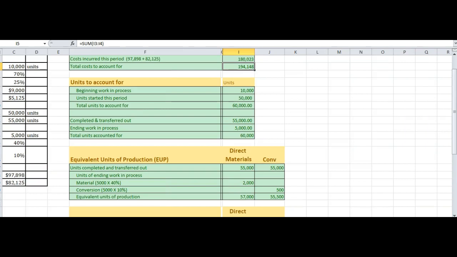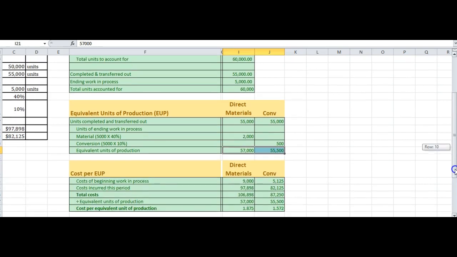First of all, we have to figure out the equivalent units. Now we had direct materials. Remember, we split out direct materials and conversion. So we completed and transferred out 55,000 at 100%. But our materials was only 40% complete. So we had 5,000 in ending inventory at 40%. So that was 2,000. And we had 5,000 in inventory at 10%. So that was 500. So we have equivalent units of production right here.